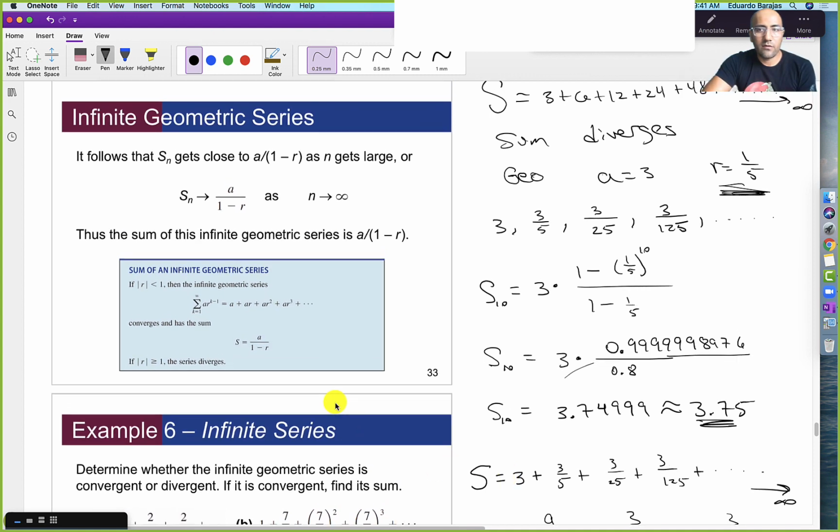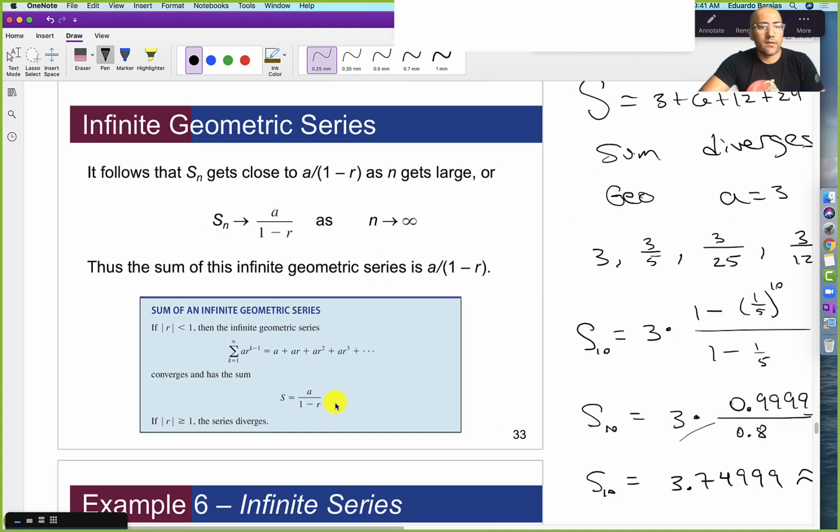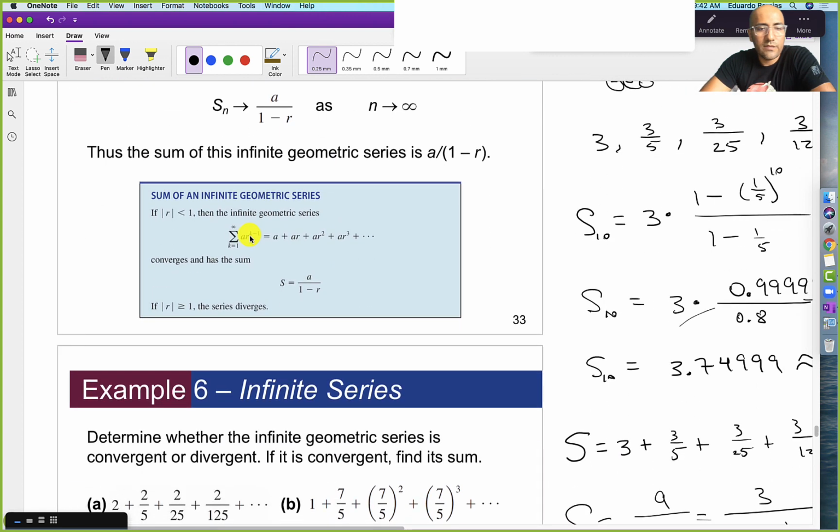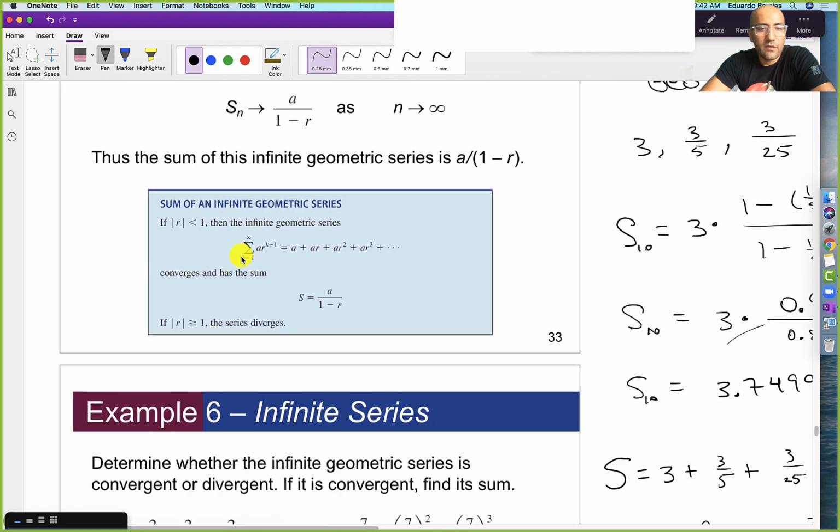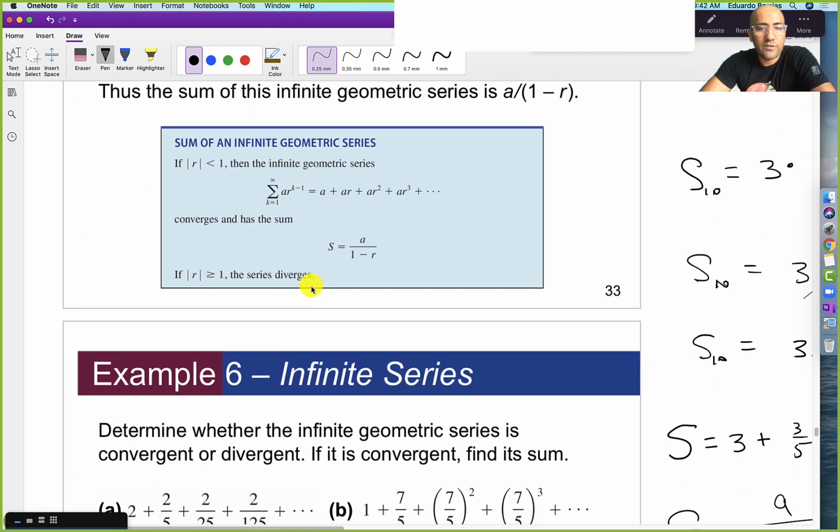Okay, let's get back to this thing over here. Almost done. We'll take a break in a bit. So it follows that S of n as n goes toward infinity approaches this. So here is the formula for the sum of the infinite geometric series.